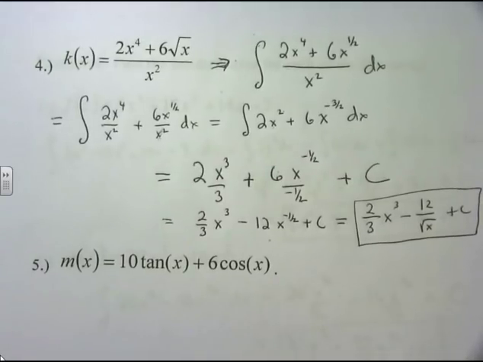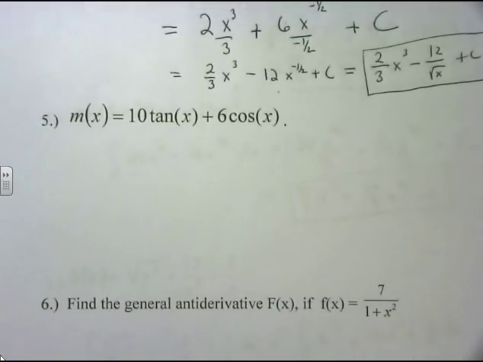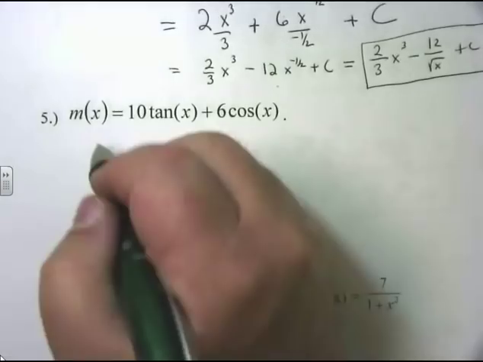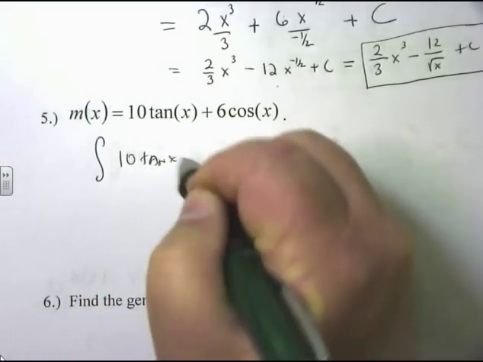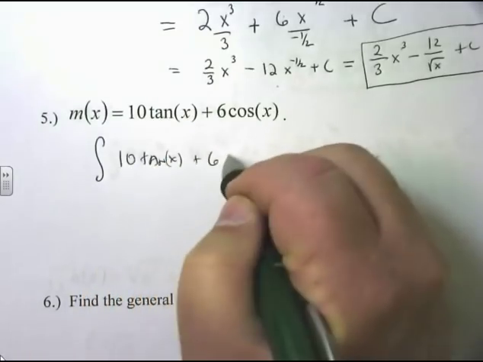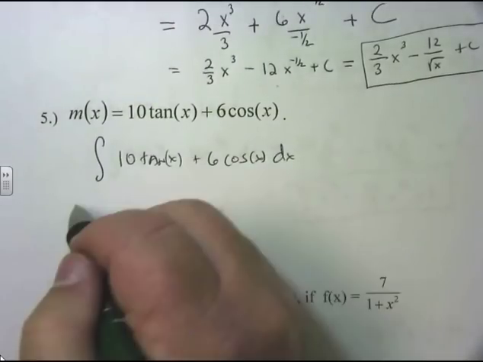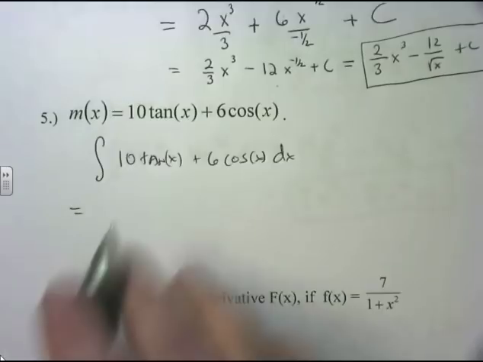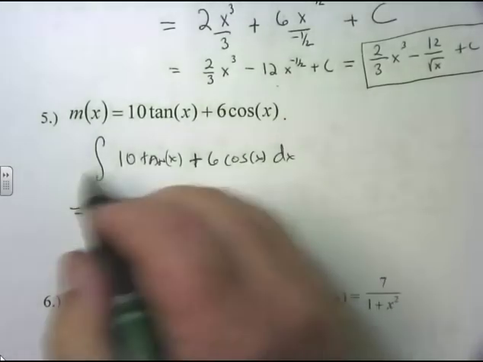Of course, you've got to memorize your trig forms. Same directions, find the antiderivative or find the integral. The integral of 10 tangent of x plus 6 cosine of x dx. This is equal to, just to let you know, same idea. If terms are being added or subtracted, I integrate each one, and constants get to go out front.